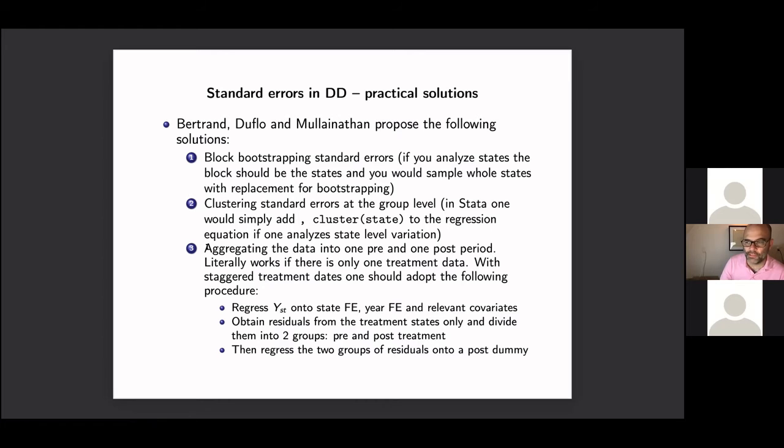But this other one was kind of strange. It was called this aggregation method, this residual aggregation method. What they recommended doing was aggregating the data into one pre and post period, and just running the regression off the pre and post dummy. But that only worked if you had one treatment date. So if you had staggered treatment dates, what they recommended was regressing the outcome onto fixed effects, getting residuals from the treatment states, and then dividing them into two groups, pre and post. Then regress the two groups of residuals onto a post dummy. I've literally never seen anybody do that one.